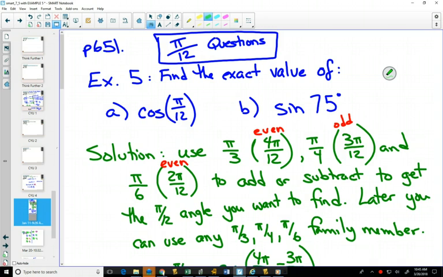And if you're adding and subtracting two numbers and you want to get an odd number, the only way to do that is to do even plus odd or even minus odd. If you have two even numbers, you always get an even number. If you have two odd numbers, you always get an odd number. So we're always going to need a pi over 4 family member.